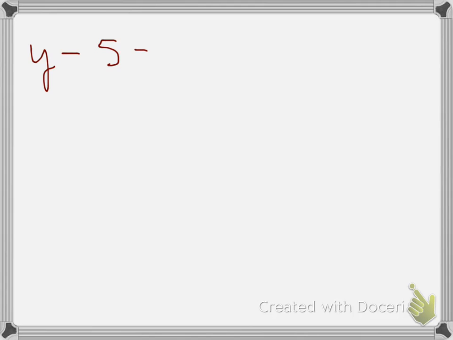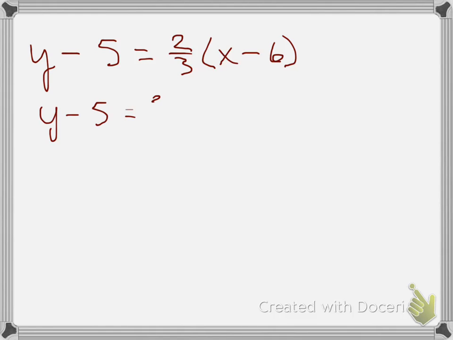Let's look at another example. Okay, here again, you're going to distribute. 2/3 x is 2/3 x. 2/3 times 6 is 4. And again, if you're not sure, just type it in the calculator. 2 divided by 3 times 6. See what you get for an answer, and you should get 4.